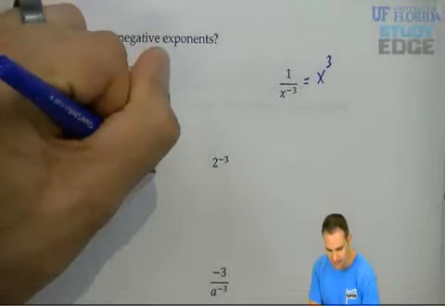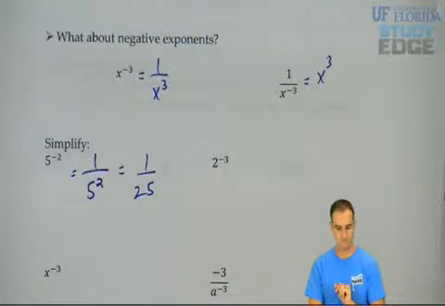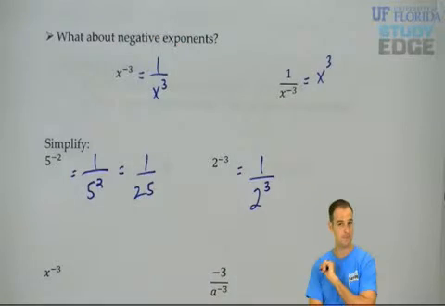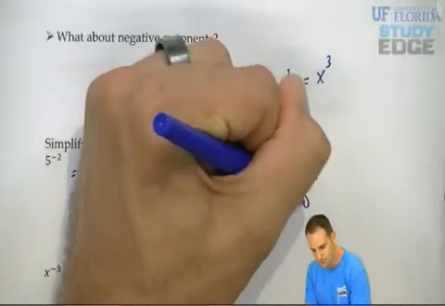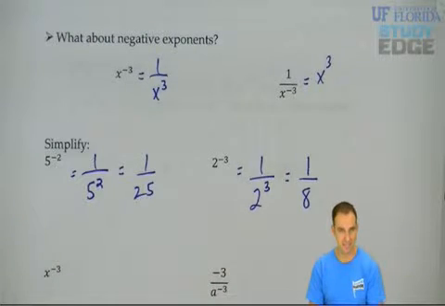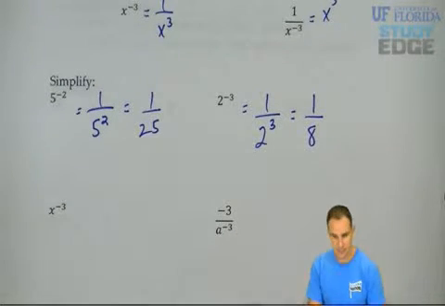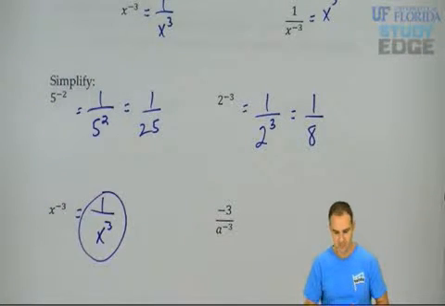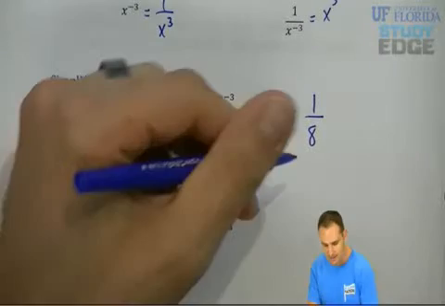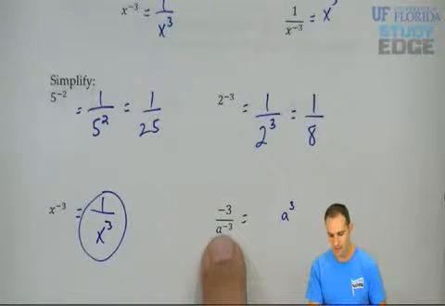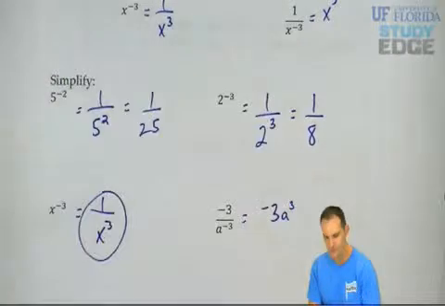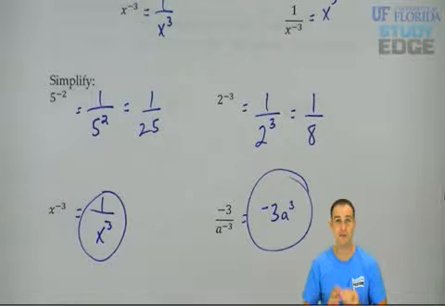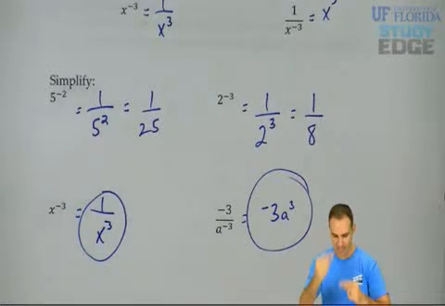5 to the negative 2 would be 1 over 5 to the positive 2 power, and 5 squared would be 25. 2 to the negative 3 would be 1 over 2 to the positive 3, and 2 times 2 times 2, remember, was equal to 8. X to the negative 3 would be 1 over x to the positive 3, and in that case, you're done. A to the negative 3 in the denominator would be a to the 3 in the numerator, and it's just times a coefficient of negative 3. So again, see a negative power, you can make it positive by bringing it to the underside.